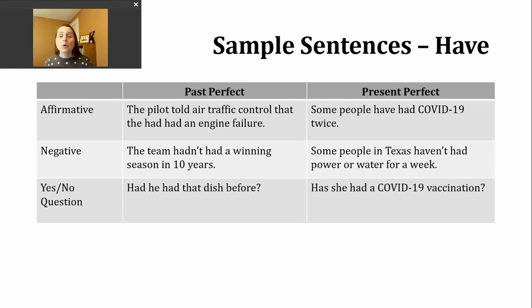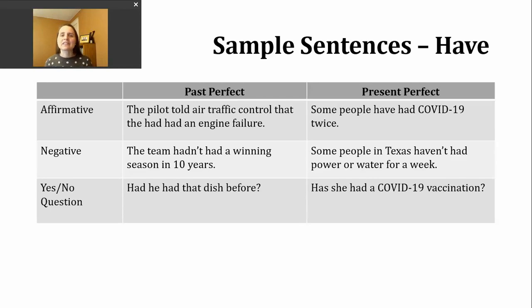In our perfect form, so this is past perfect, present perfect, future perfect as well, we are using a form of have and pairing that with a participle for these particular verb tenses. So in the past perfect, we're going to use a past form of had, and then we're going to use the participle. And the participle is the same.